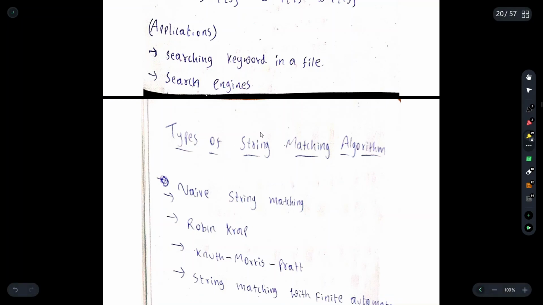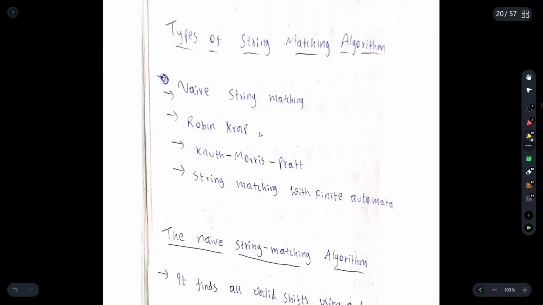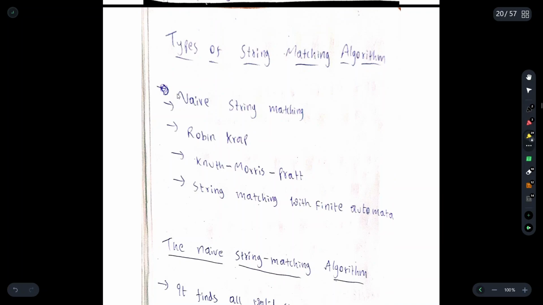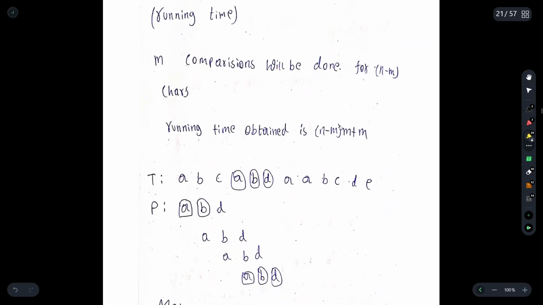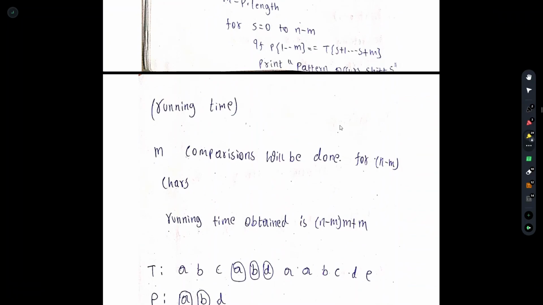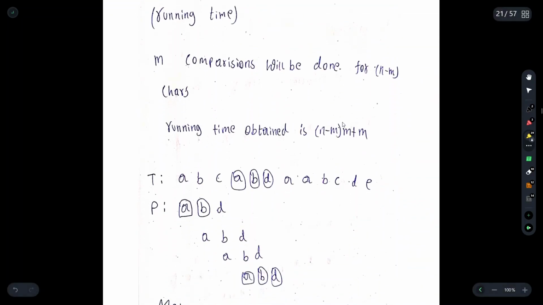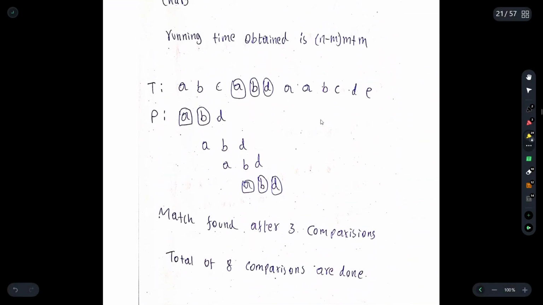There are different types of string matching algorithms: naive string matching, Rabin-Karp, Knuth-Morris-Pratt, and string matching with finite automata. First we will discuss the naive string matching algorithm. What is the naive string matching algorithm? It is simply the comparison of a pattern against the text.